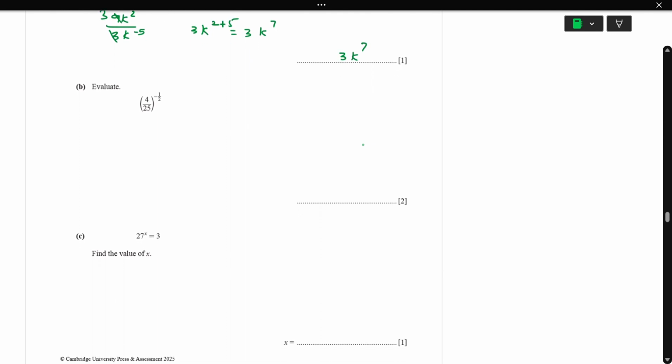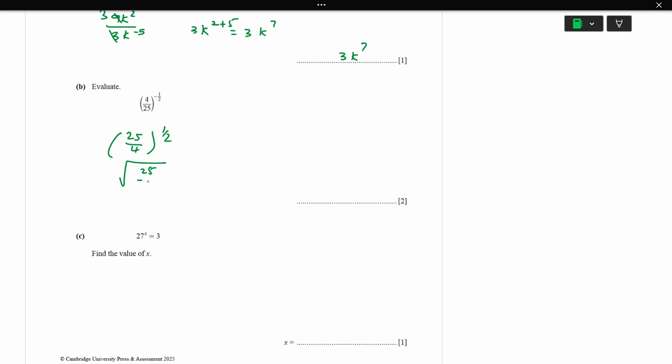Next, evaluate 4 over 25 whole power minus 1 by 2. When we swap inside the bracket, the power becomes positive. So 25 over 4 to the power 1 by 2. 1 by 2 is a square root. So square root of 25 over 4, which is square root of 25 over square root of 4, which is 5 by 2. So we can leave the answer as 5 by 2 or 2.5.